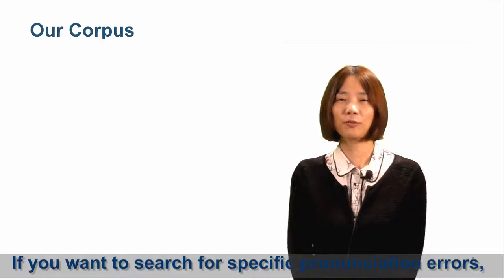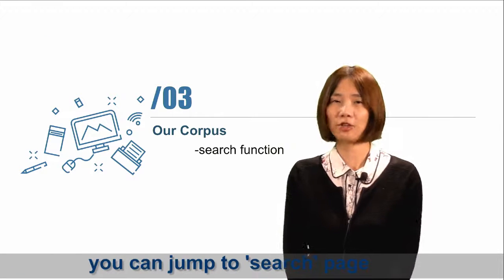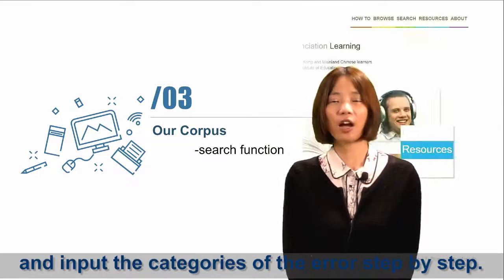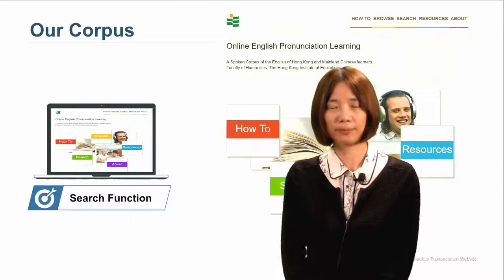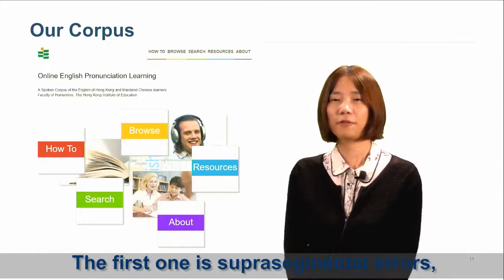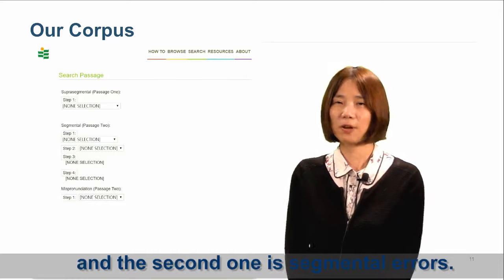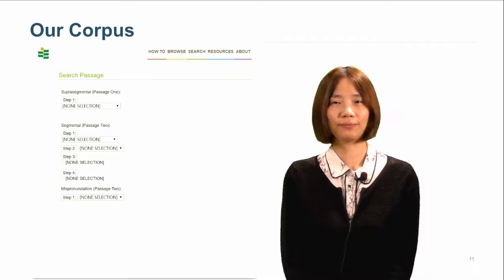If you want to search for specific pronunciation errors, you can jump to the Search page and input the categories of the error step by step. There are 2 sections in the Search page. The first one is super-segmental errors, and the second one is segmental errors.